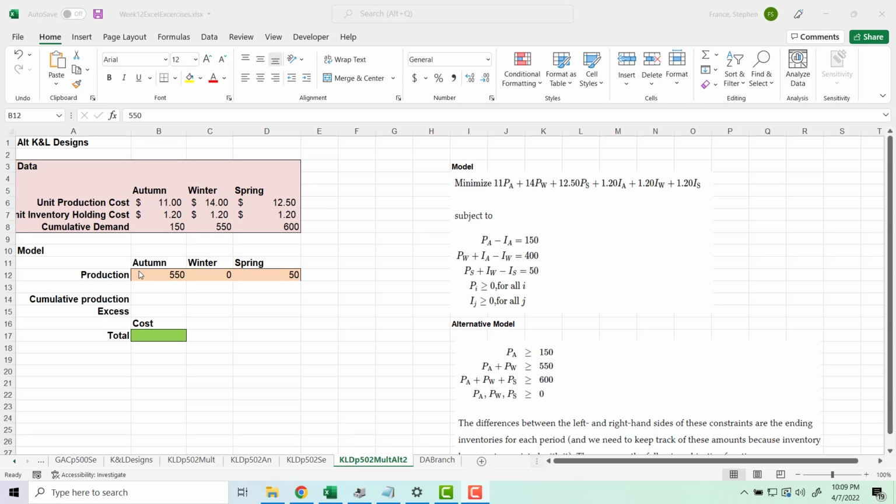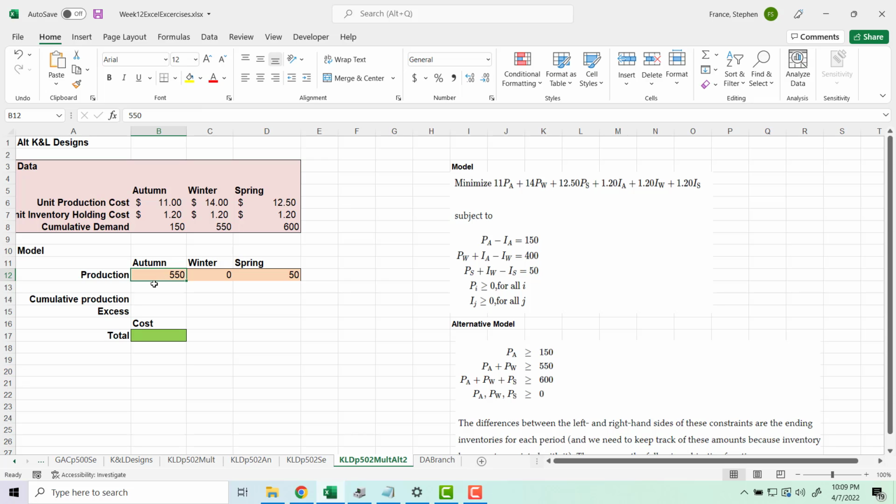So here we're modeling the same problem, and rather than saying we've got demands of 150, 450, we're actually just modeling in terms of the cumulative demand. So by the end of autumn, we need to have produced 150, by winter 550, and by spring 600. We could have actually had a row for demand and then created cumulative demand, but for this, let's just assume we're working with cumulative demand.